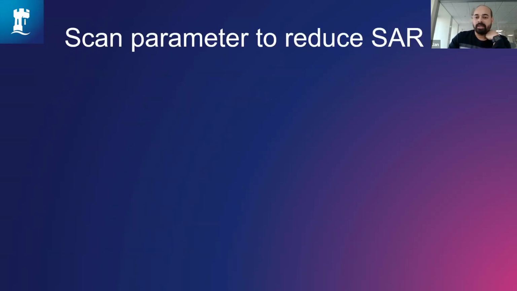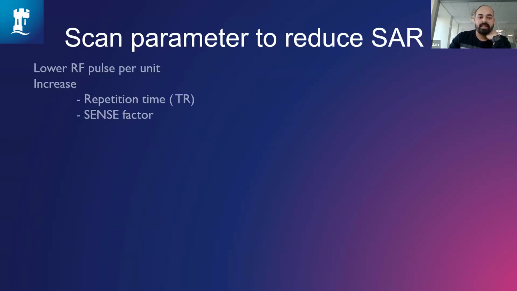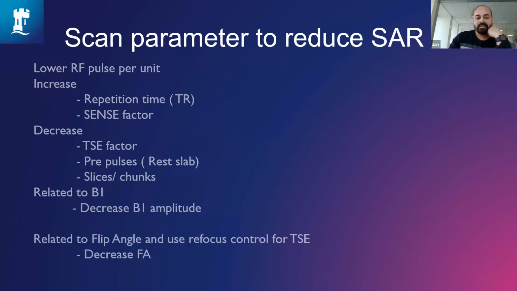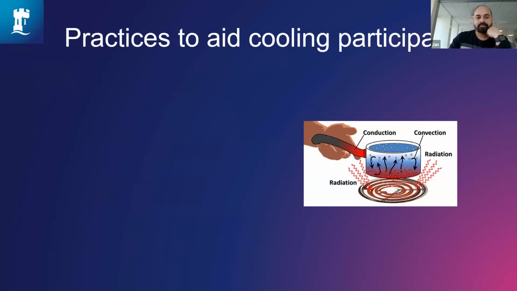Now, scan parameters to reduce SAR. Lower the RF pulses per unit time. Increase repetition time and SENSE factor. Decrease TSE factor, and pre-pulses like REST slabs, slices and chunks. Related to B1, it's better to reduce the B1 amplitude to reduce the SAR. And it is always better to reduce the flip angle if that doesn't affect the contrast much.